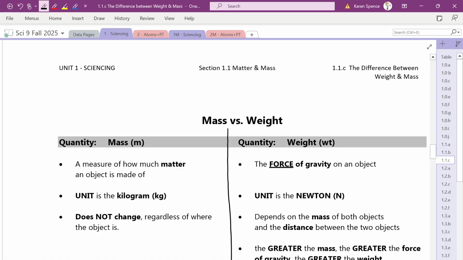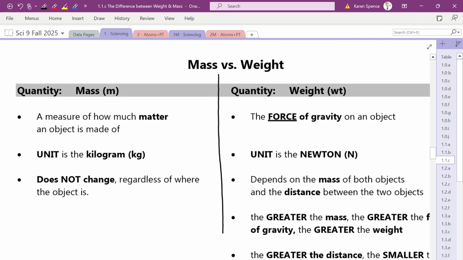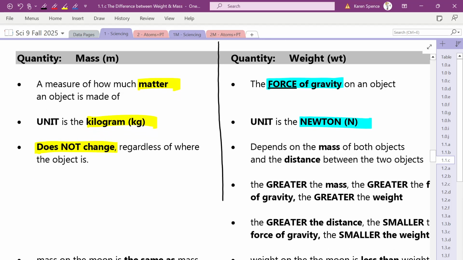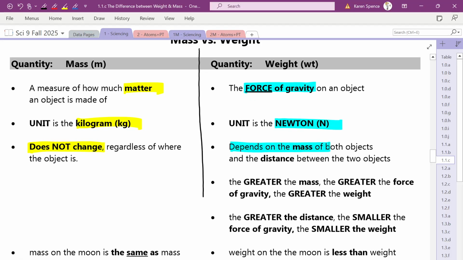Okay, on our next page, we have a little table. And it just says some stuff that we've already talked about. It says that mass is about matter. It's measured in kilograms and it does not change. Whereas weight is the force of gravity. The unit is the Newton, and it depends on where you are. So it depends on the mass and it depends on the distance between the two objects. So it does change.